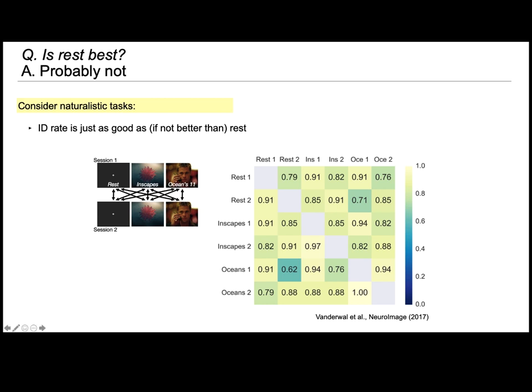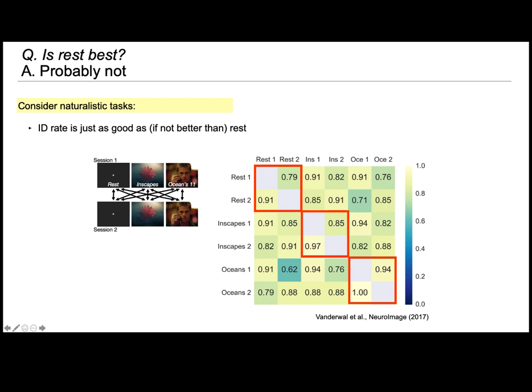So here's our connectivity identification accuracy matrix. You can see these squares along the diagonal are between two scans of the same condition. So this was a test-retest study across 2 different days. And we're doing really well. We're doing well, much above chance, both within video, so rest 1 to rest 2, Inscapes 1 to Inscapes 2.